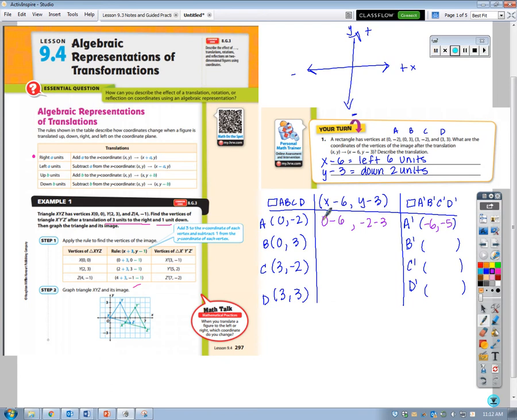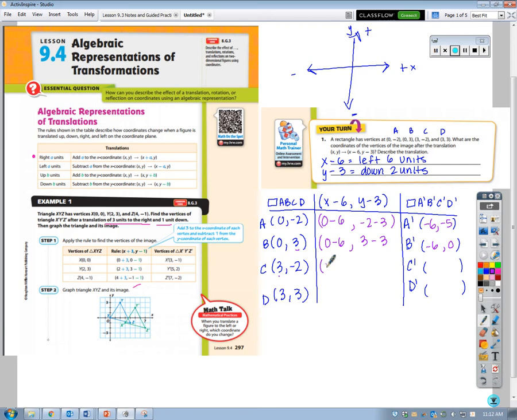And I'm just going to continue to do this for each of these. So then I've got 0 minus 6 again. That's going to be -6. And 3, right? That's my y. 3 minus 3, which would be 0. So this point would be -6 and 0.